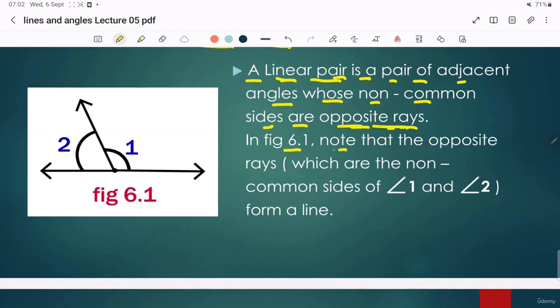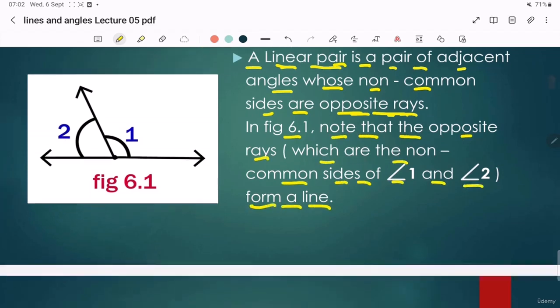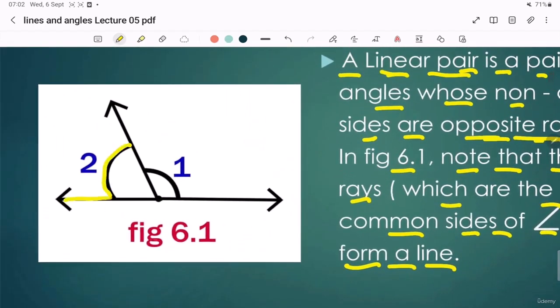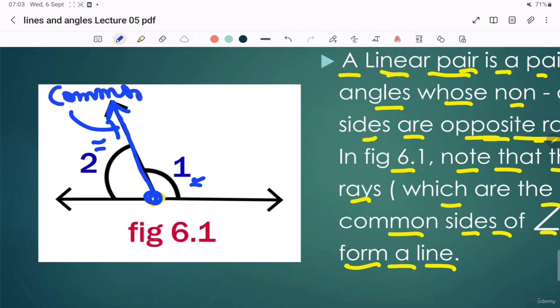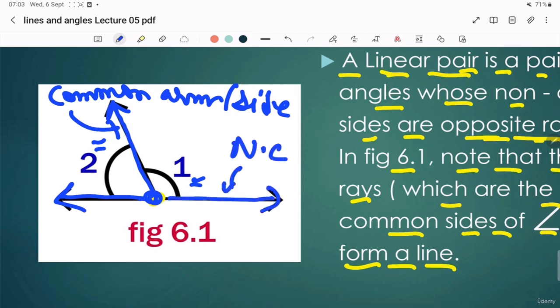For example, in the figure, note that opposite rays, which are the non-common sides of angle 1 and angle 2, form a line. As you can see, this is angle 2. Its vertex is this. It is angle 1. Its vertex is this. So both angle 1 and angle 2 have a common vertex, and this is a common side, or you can say common arm, because with this common arm we are having angle 2 and we are having angle 1. So this is a common arm, or you can say common side, and these are non-common arms or non-common sides.